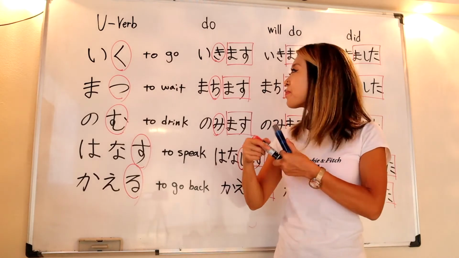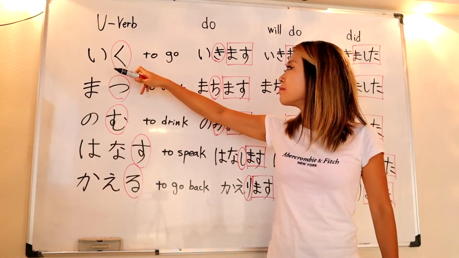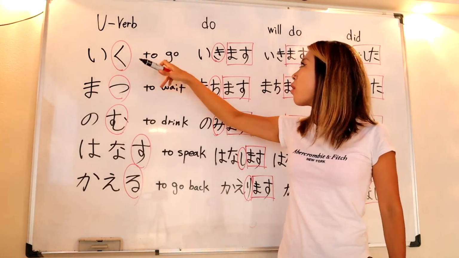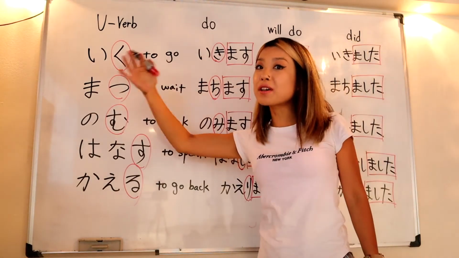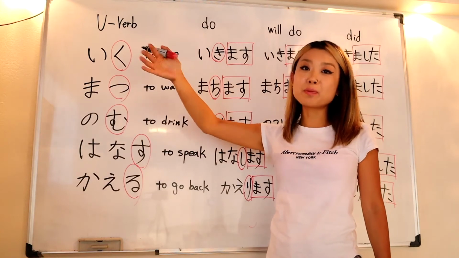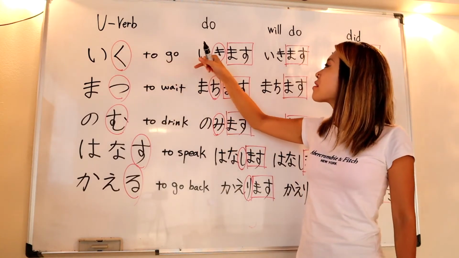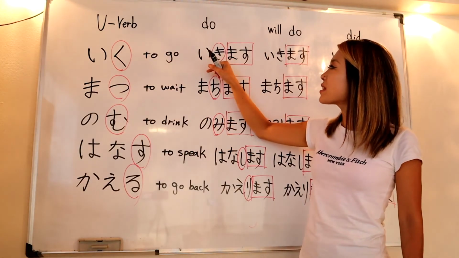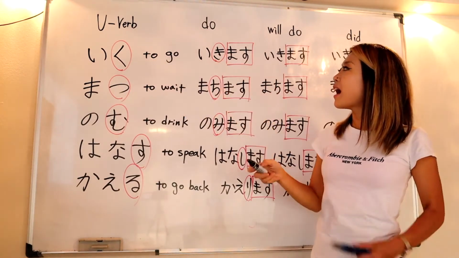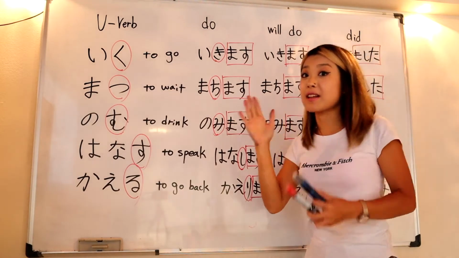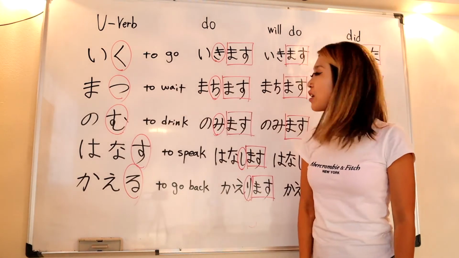Okay? So, 行く is to go. If you want to say I go, I always go there, I go to my favorite bookstore. I go. So, 行きます. So, what happened? 行く, where is the ku? And then suddenly, ki. Actually, there's a rule. Luckily, you have a rule.